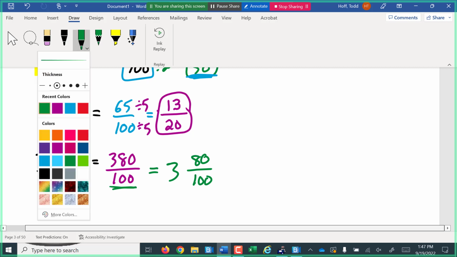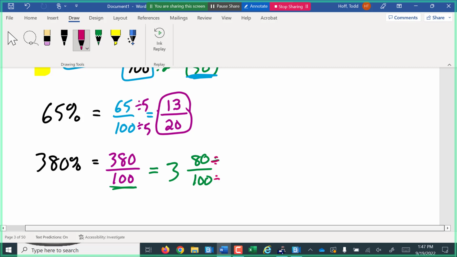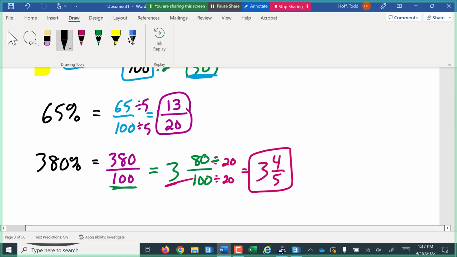Now we can still reduce the 80 hundredths. Both 80 and 100 can divide by what? 20. Good. 80 divided by 20 is 4. 100 divided by 20 is 5. What do I still need to remember? The 3. So 3 4/5 is what that would be reduced to in that fractional form or that ratio.